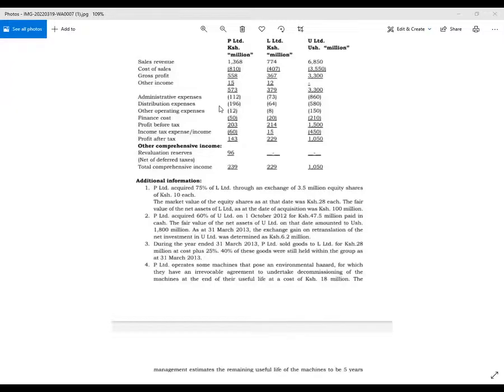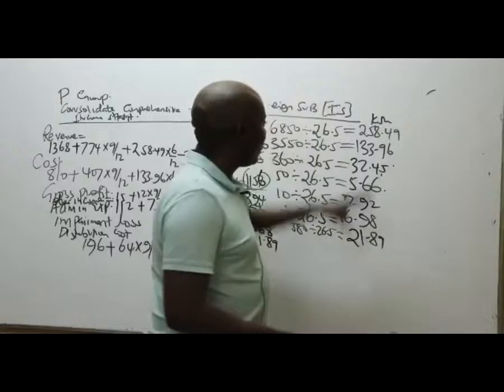I have 196 for the parent. Plus, we have 1 for L. So for L, what do I have there? 64. 64 has to be prorated times 9 over 12. Who can remind Mwalimu the distribution cost of Uganda in Kenya shilling, the one that we had already translated into Kenya shilling?